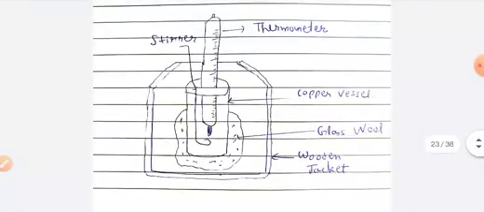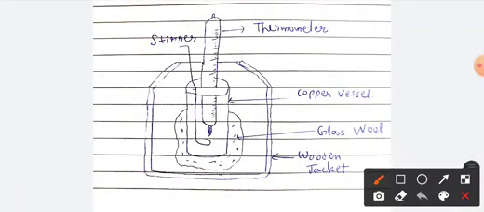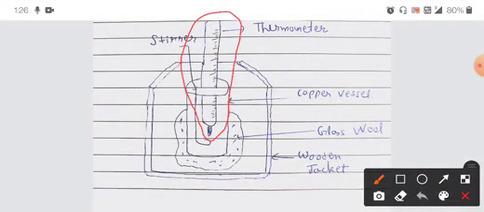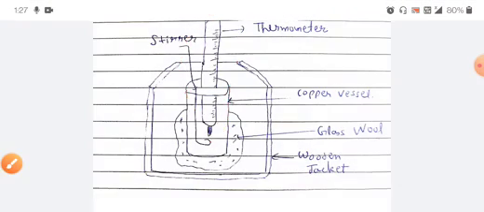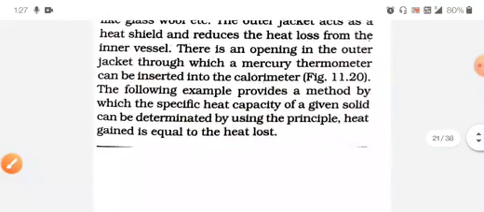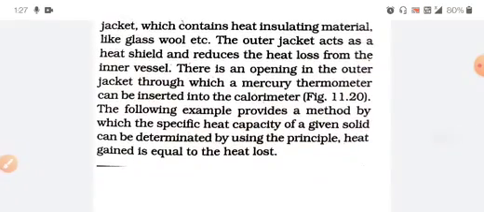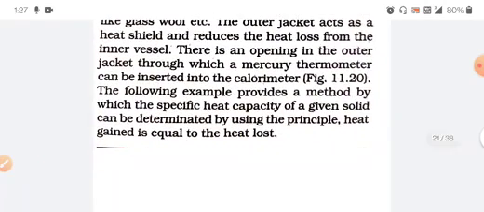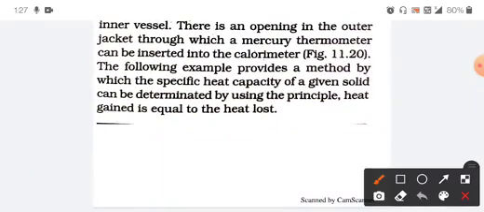This is the thermometer which we can insert in the calorimeter, and then we can measure the temperature. The following example provides a method by which the specific heat capacity of a given solid can be determined by using the principle heat gained is equal to the heat lost.